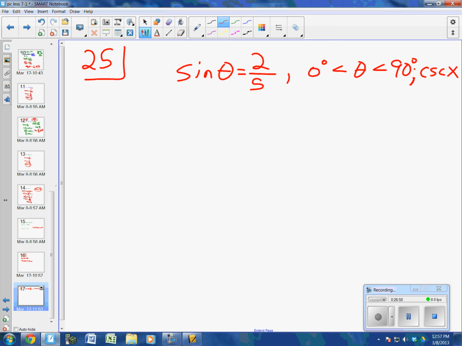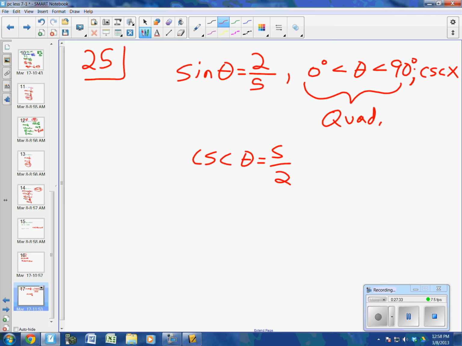Okay, so here's my hint. Sine of theta is 2/5, and it tells me theta is an angle between 0 and 90 degrees. Which quadrant is that in, you guys? All this is doing is identifying the quadrant. Which quadrant? Okay. And it's the first quadrant. And we know that sine and cosecant are what? Reciprocals. So what is the cosecant? 5/2.